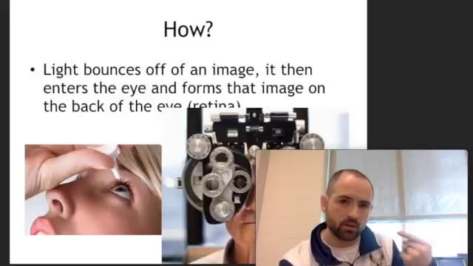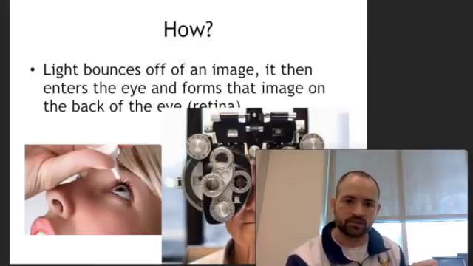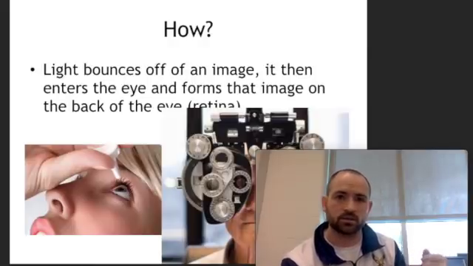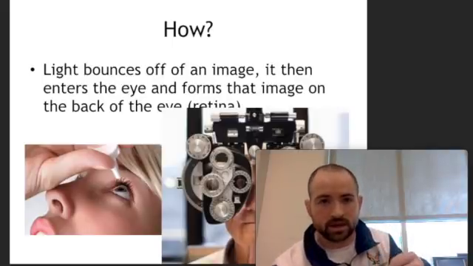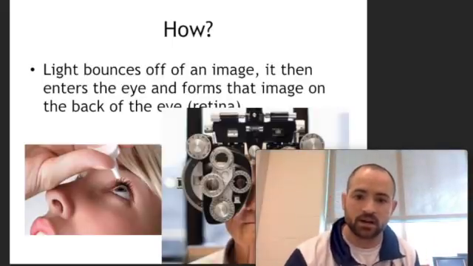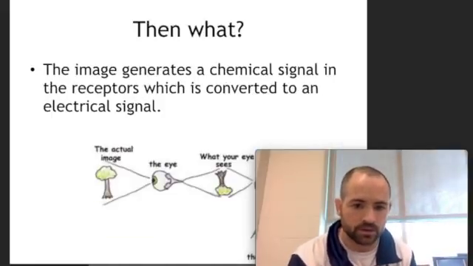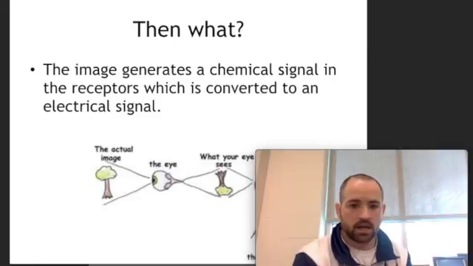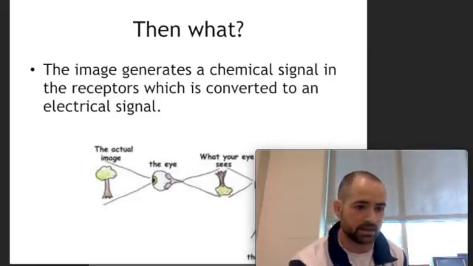But then it goes through that hole and through this stuff called the vitreous. Before that there's a lens, which is like a magnifying glass, and that shoots the light back through this vitreous, and it tries to land on the back of the eye, which is referred to as your retina. Okay, well then what takes place? The image is going to be upside down on that retina, which is kind of interesting.